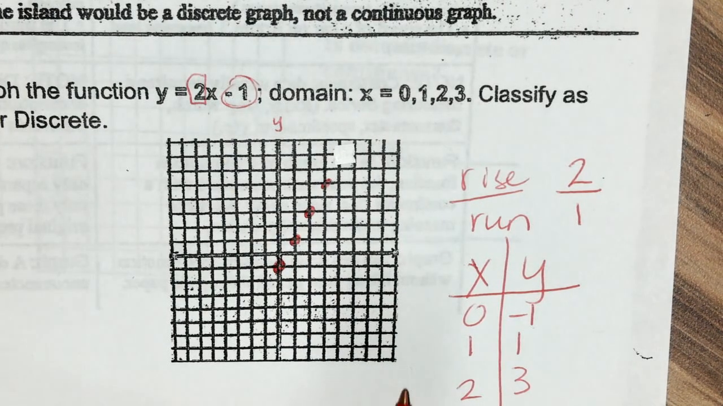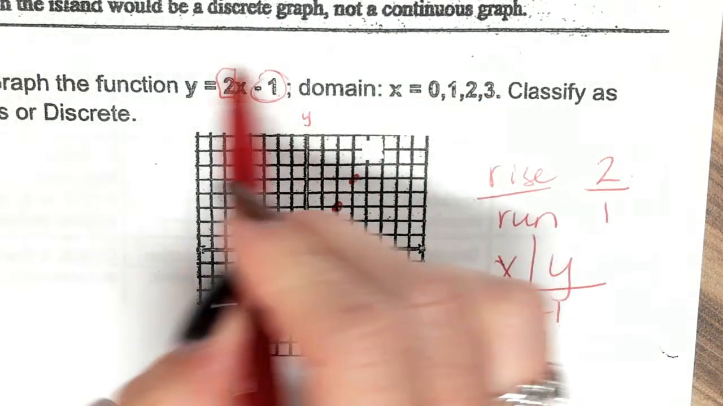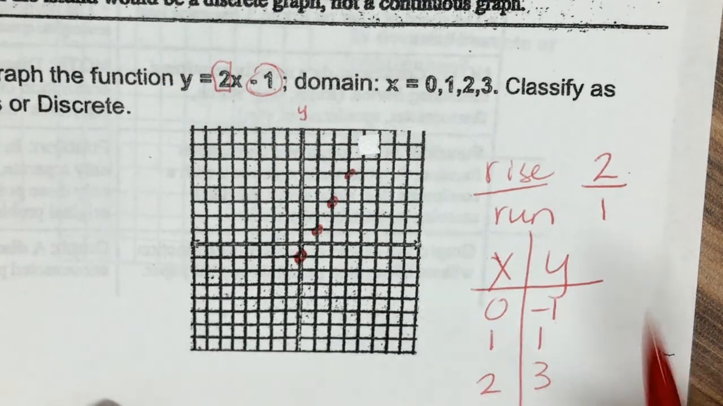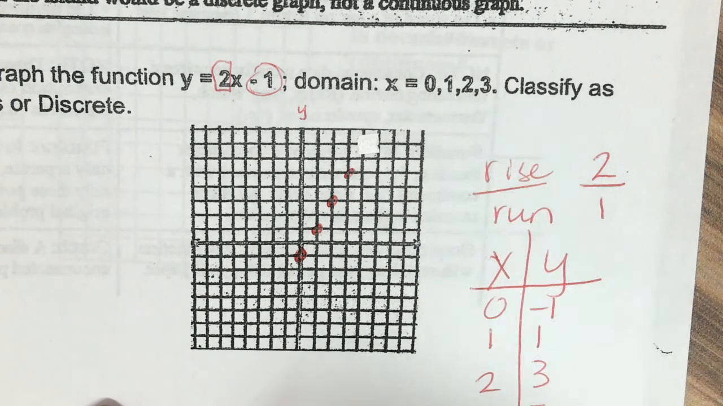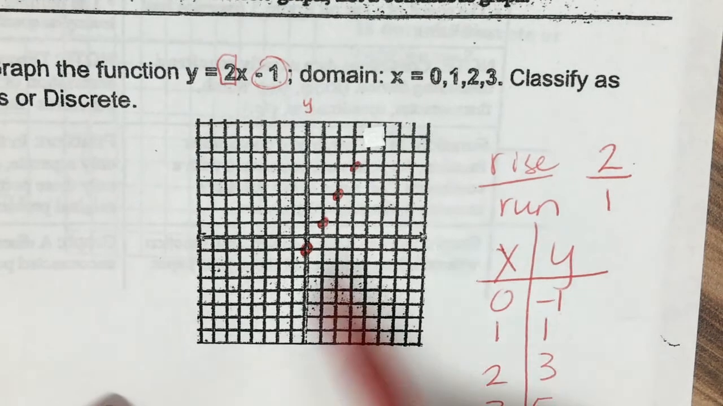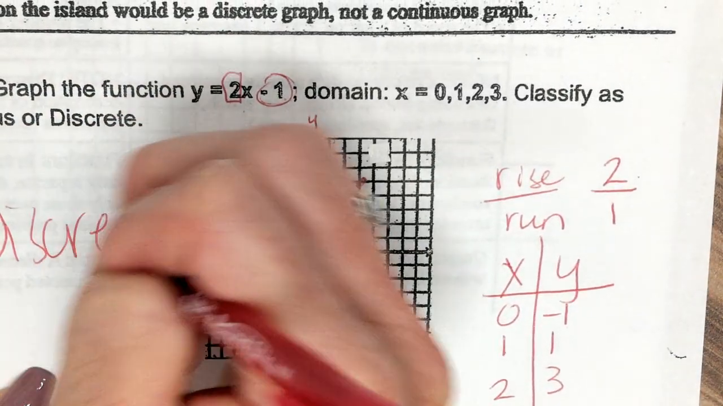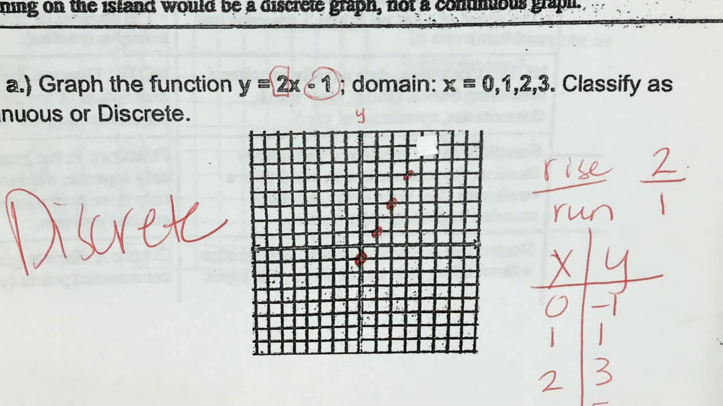Make sense? If they didn't say that and they gave me this, then I would connect it and it would be continuous. But because they were very specific about the domain, this is not a continuous function. This is a discrete function. If they tell you what the domain has to be, then it is not a connected line. Does everybody understand the difference? Okay, turn the page.